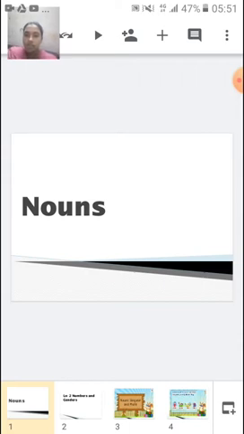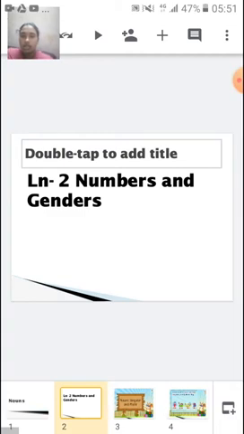So it is just a continuation of nouns and the lesson name is numbers and genders. Okay. So you may all think, what are numbers and why are numbers coming in English grammar? But yes, numbers do occur in English grammar and we are going to see the first part of numbers in this session and genders we are going to see in the next session. Okay, so let us see what are numbers.